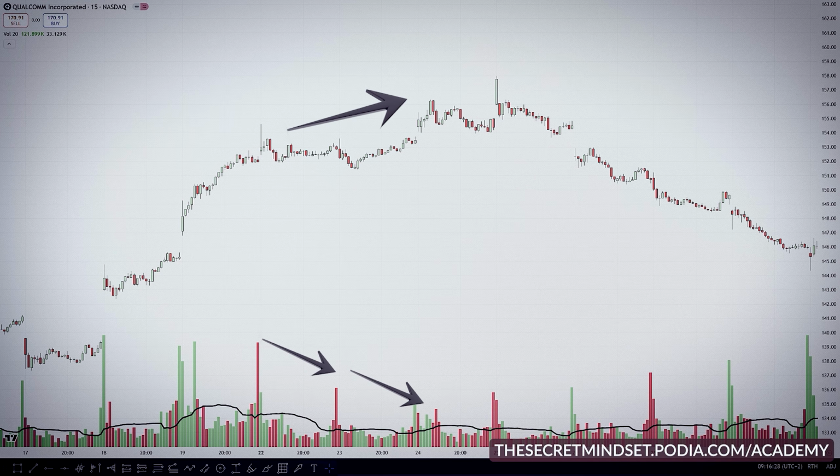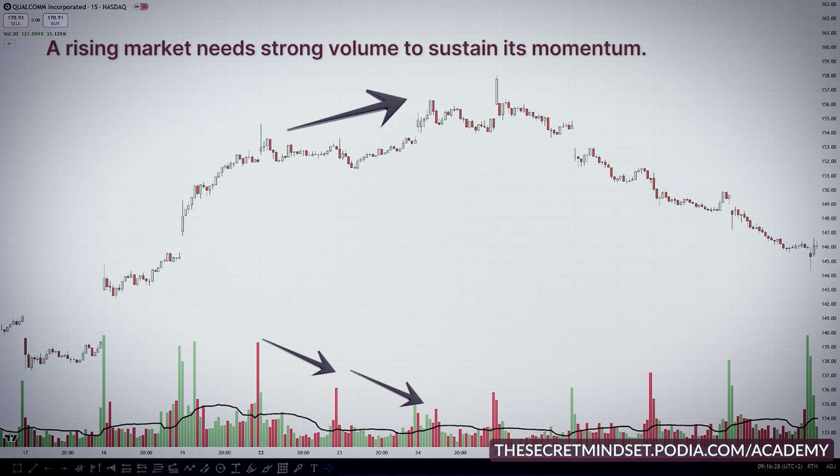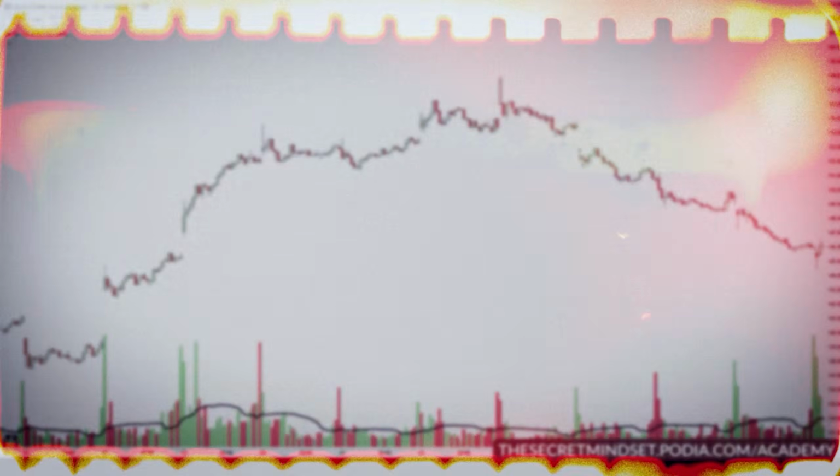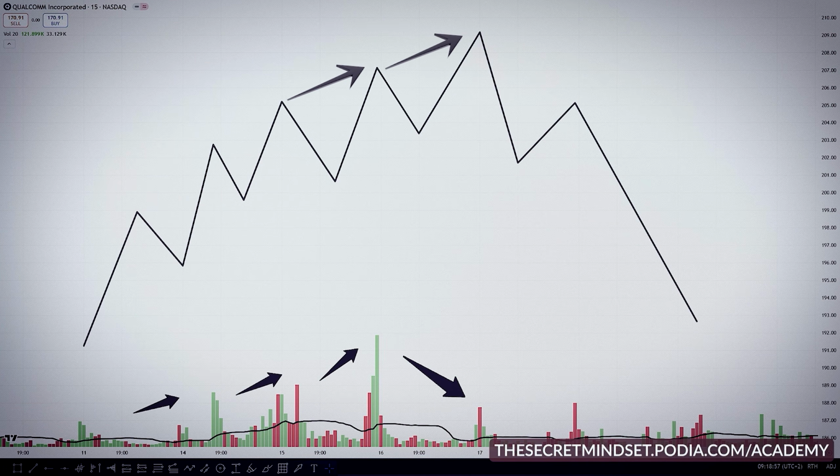Think of volume as the fuel powering price movement. A rising market needs strong volume to sustain its momentum. When volume drops during an uptrend, it implies the move might be running out of steam. Professional traders see this as traders losing interest or confidence. A strong uptrend should have increasing volume. If volume fails to confirm price movement, it indicates potential trend reversal. So look for these subtle signals to anticipate market shifts.